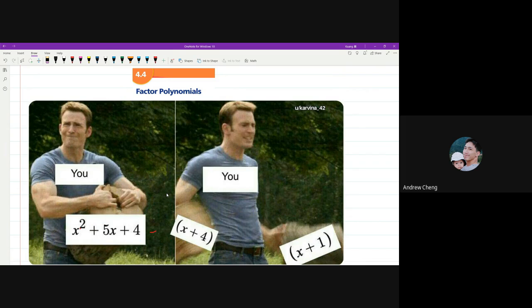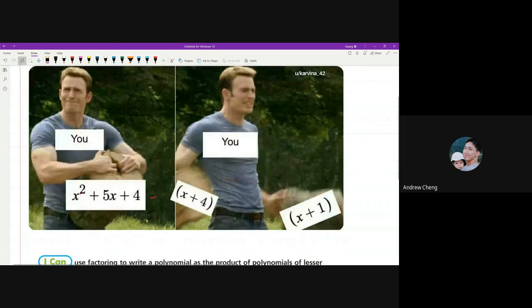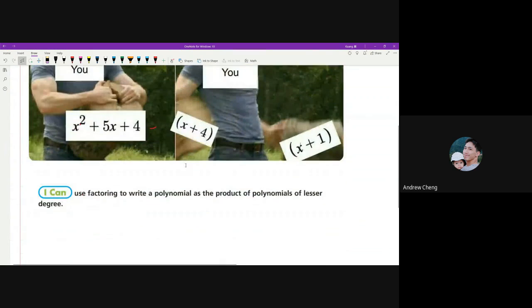Factorize. So how can we do this? How can we do that? Okay, you don't have to be Captain America. You can use your brain, right?